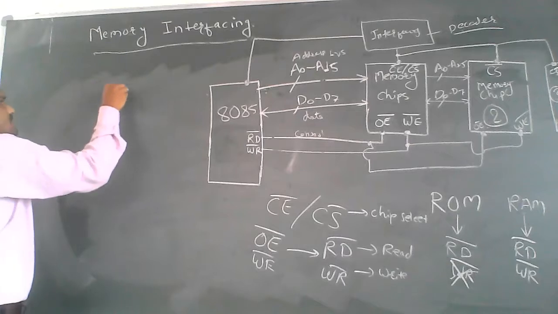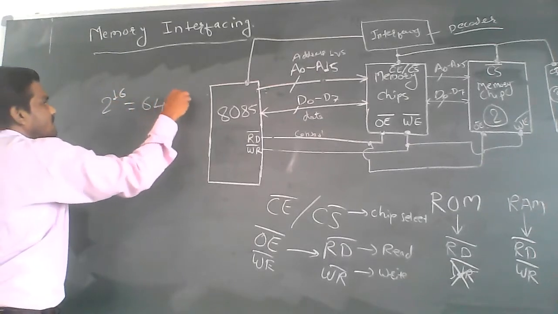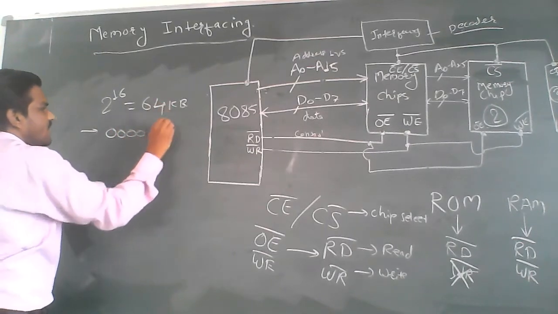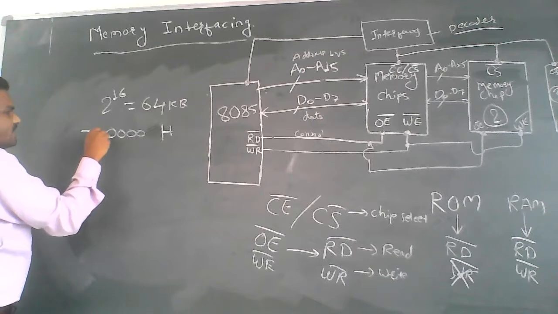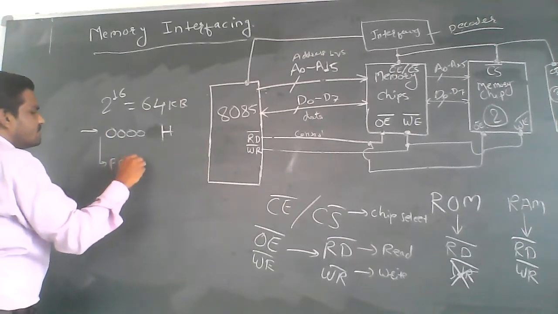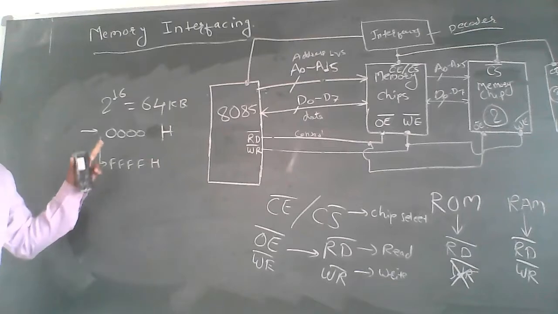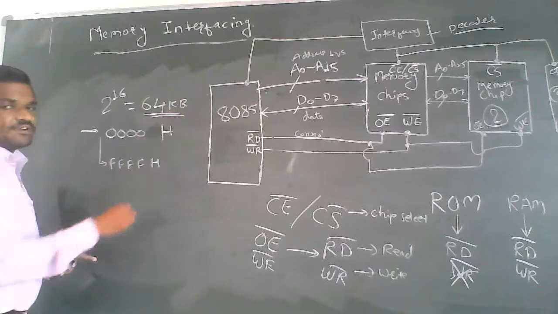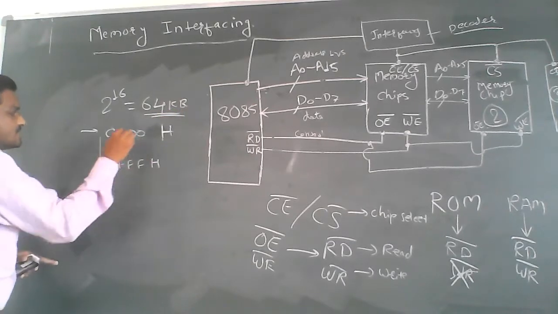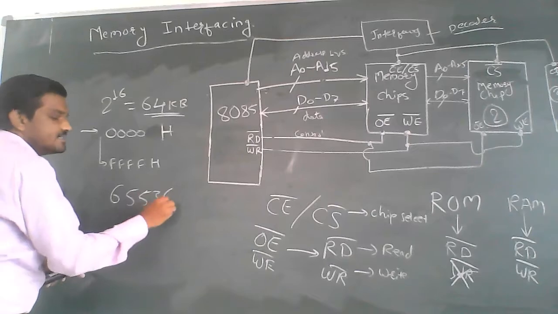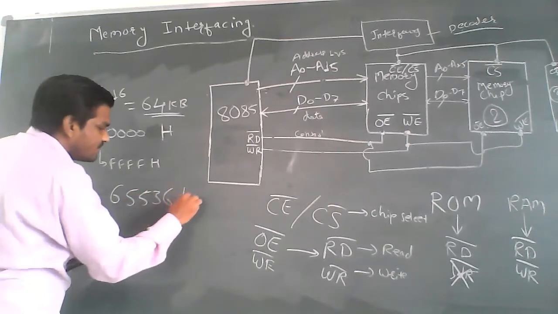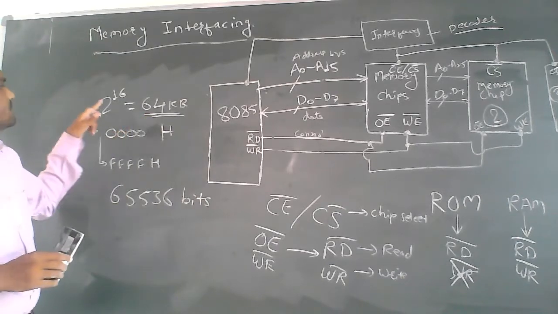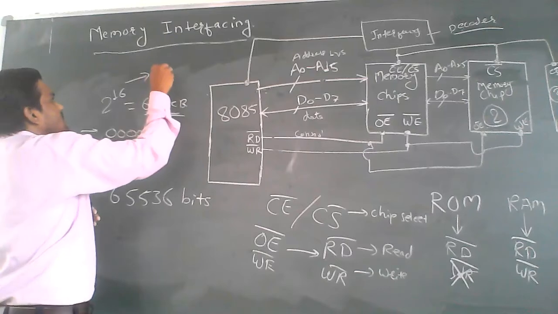So 2 raised to 16 means 64 kilobytes. Our starting address of memory starts from 0000H and ends at FFFFH. So 0000H to FFFFH means our 64 kilobytes of memory, which is 65536 in terms of number of locations, that is 2 raised to 16.